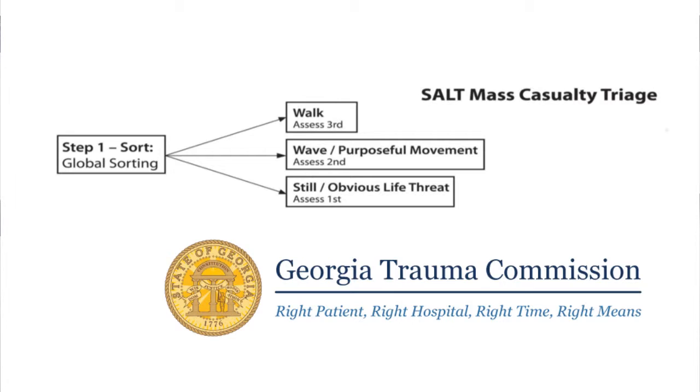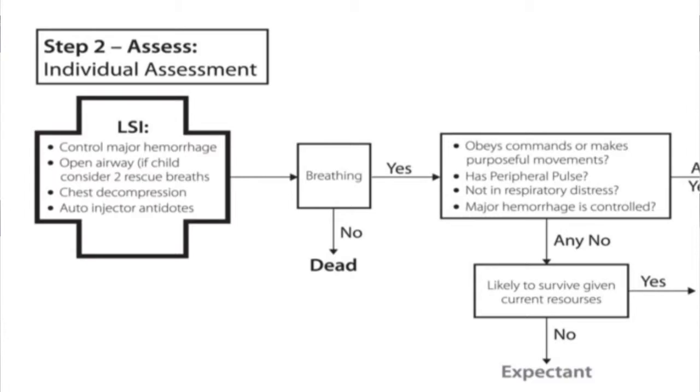Once we have divided this group up, we begin to assess the patients that are still or have obvious life-threatening injuries first. The second group of people we will treat are the people who are waving and make purposeful movement. The last group you will assess is the walking wounded. You have the equipment provided to you in the North American response kit to provide the life-saving interventions. The life-saving interventions are control major hemorrhage, open the airway. If it's a child, consider 2 rescue breaths, chest decompression, auto-injector antidotes.